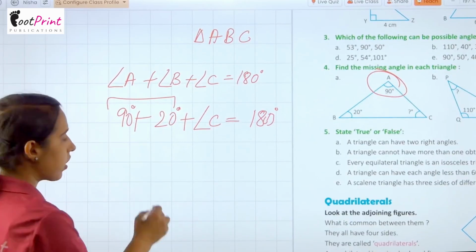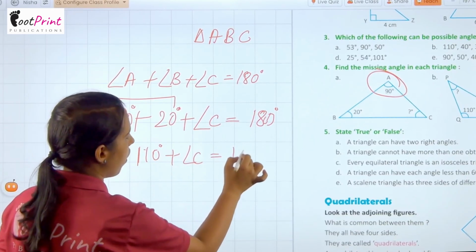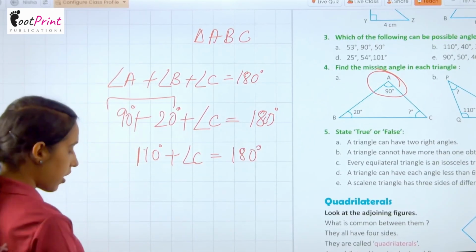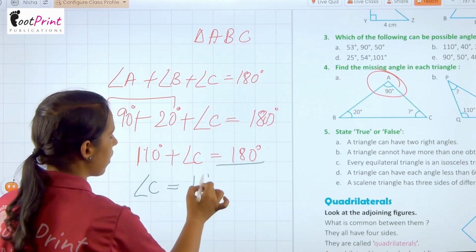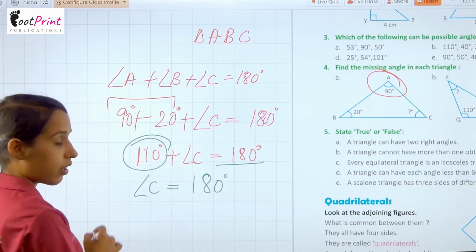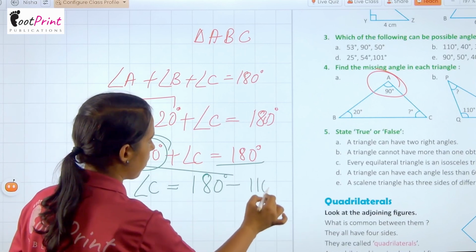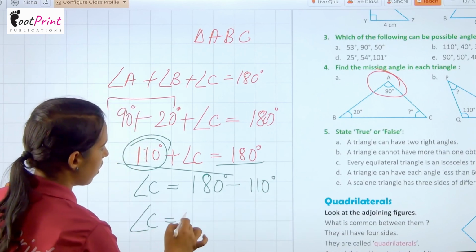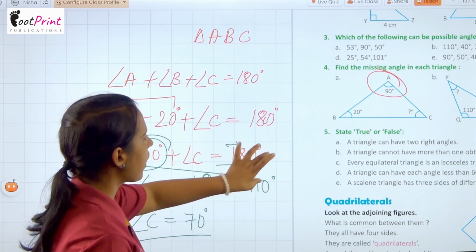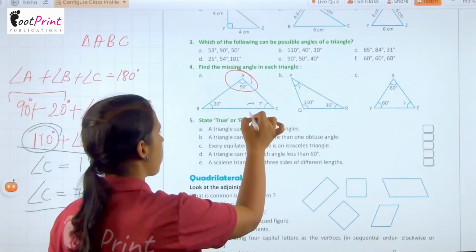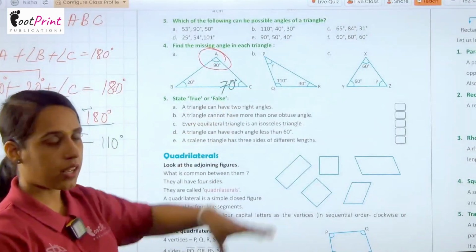90 degree plus 20 degree is equals to 110 degree, plus angle C equals to 180 degree. Okay, now we have to find out angle C, so we will write it here equals to, we have 180 degree, and here we have 110 degree, that will be subtracted here. So here we subtract it and we get here 70 degree. It means we can say that the missing angle, that is angle C, is equals to 70 degree. Okay, so in this manner you have to find out the missing angles.